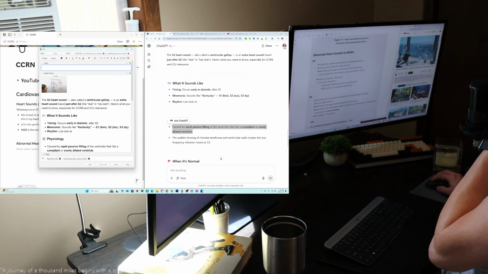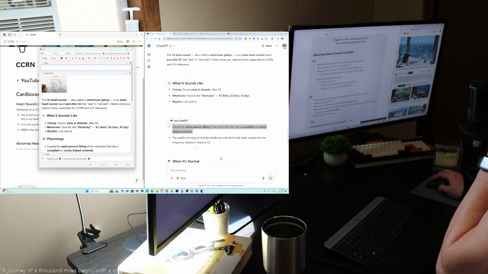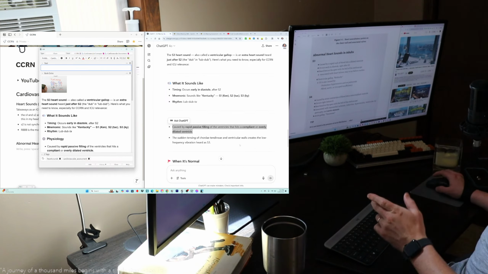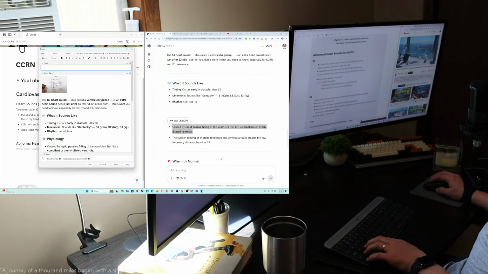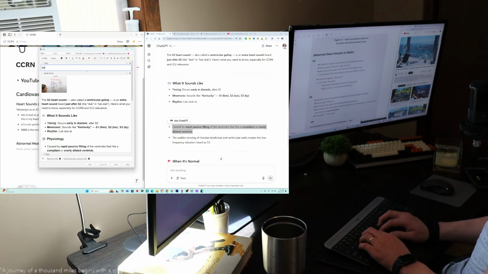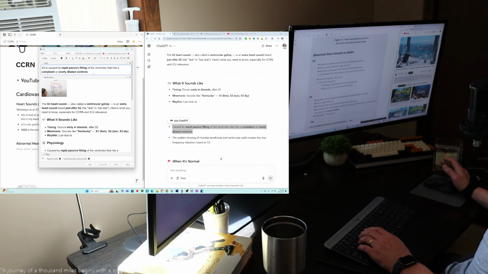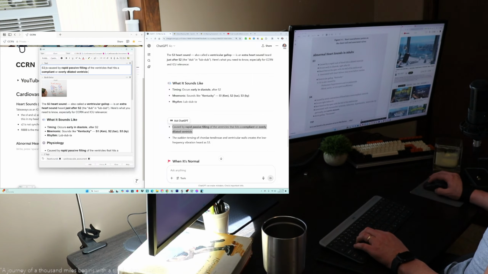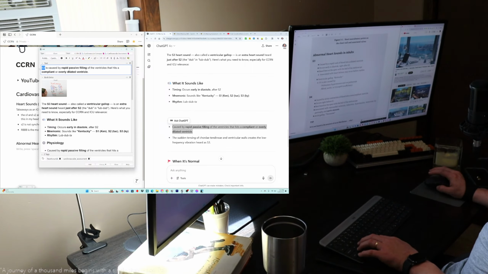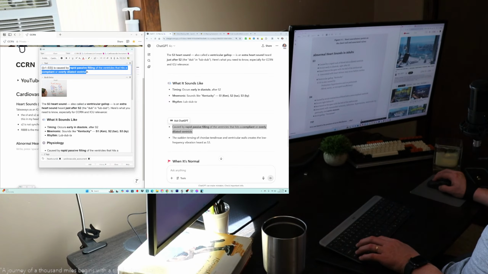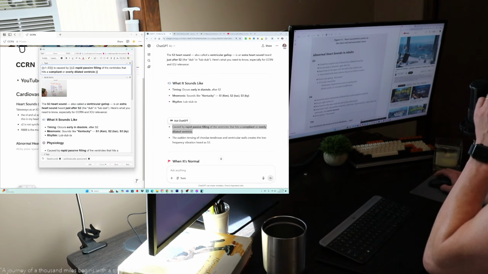Sudden tension of the chordae tendineae and ventricular walls creates the low frequency vibration heard as S3. So I think on this card, we'll just do S3. I kind of want to be able to explain that. So maybe what we'll do is do two closed deletion cards like that.